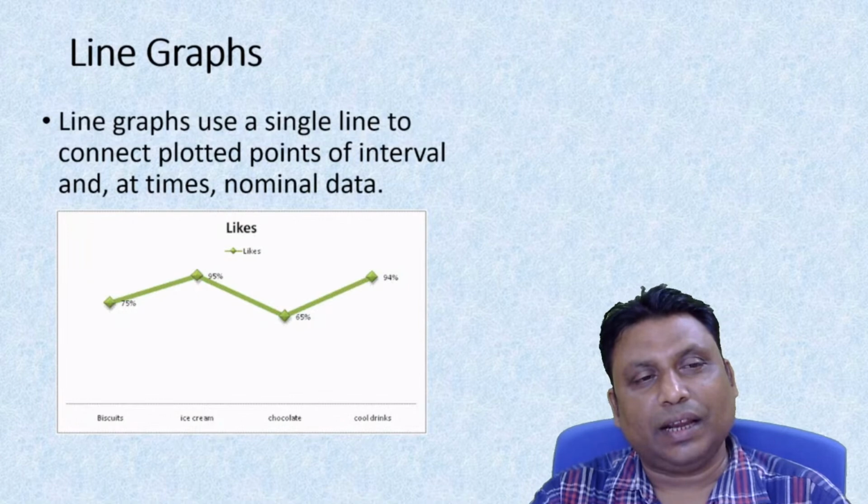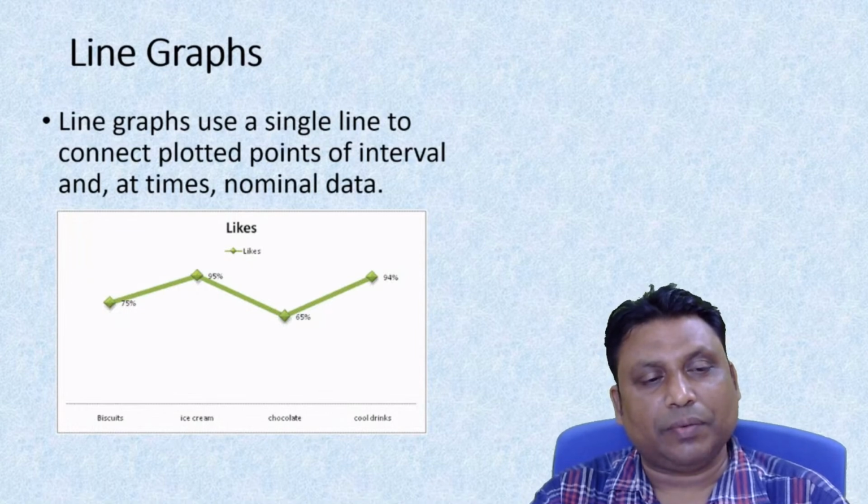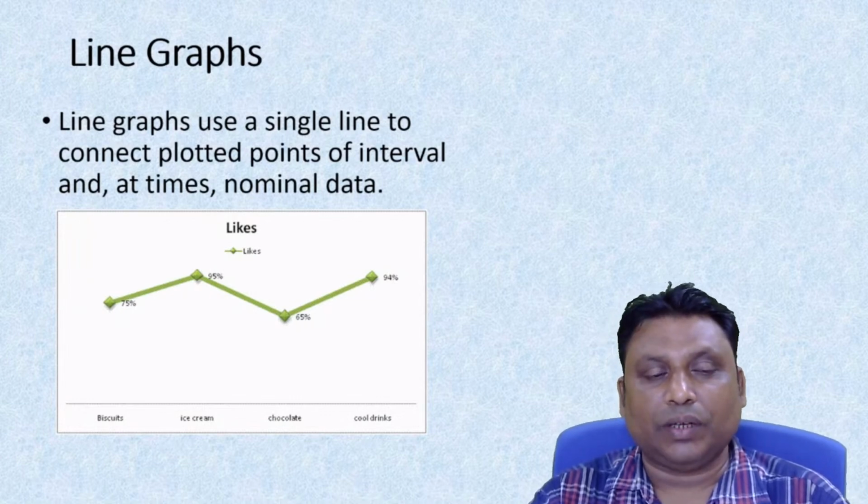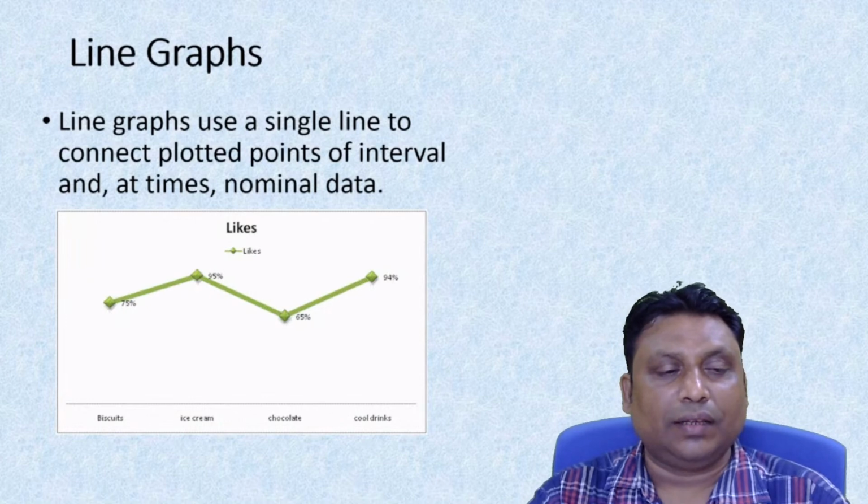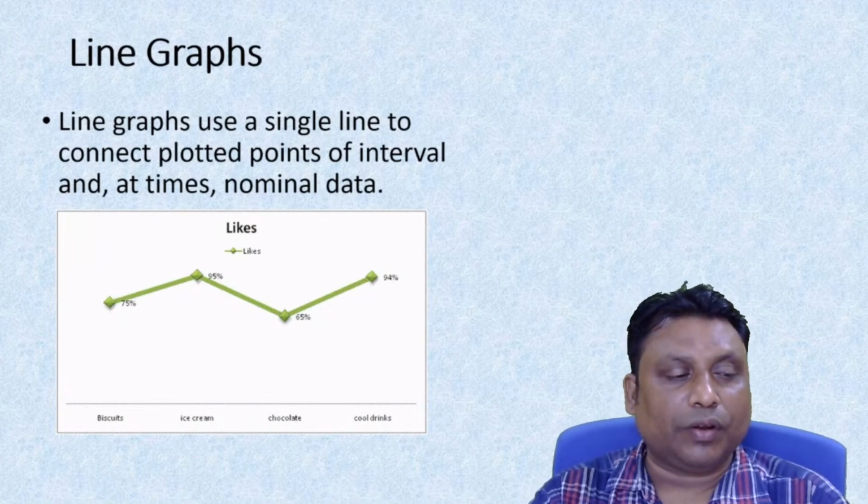Line graph uses a single line to connect plotted points of interval and ratio nominal data. Suppose biscuits, 75% demand. Ice cream, suppose 95% demand or likes. Chocolate likes 65%. Cold drinks likes 95%. Suppose you are going for one survey, and from that survey you have to find out what is the liking of the product of our organization.